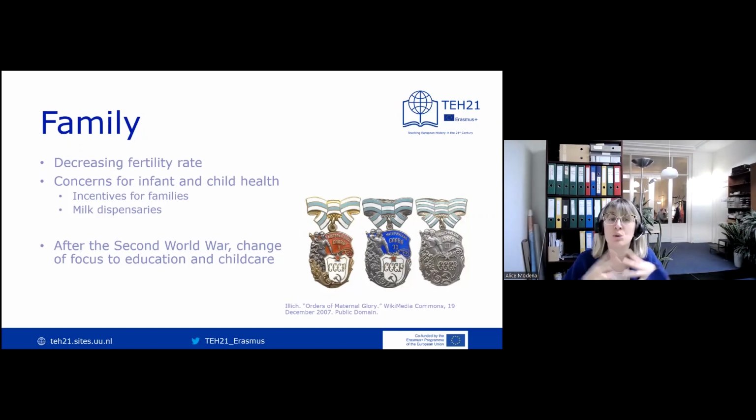At the same time, in the early 1900s, we can see increasing infant mortality rates, and several states try to counter this in two main ways. The first was issuing policies that were encouraging and protecting the family, which would include milk dispensaries and the introduction of family allowances and prizes for mothers bearing many children, such as the Order of the Maternal Glory that you can see illustrated on the slide. But also, and this is the second approach, many states tried to reduce infant mortality rate by means of eugenics as a tool to engineer society. This was carried out mostly by giving incentives to mothers and families bearing healthy and strong babies predominantly.